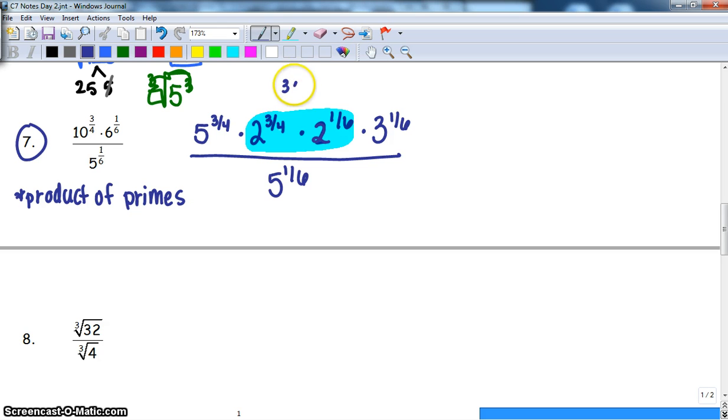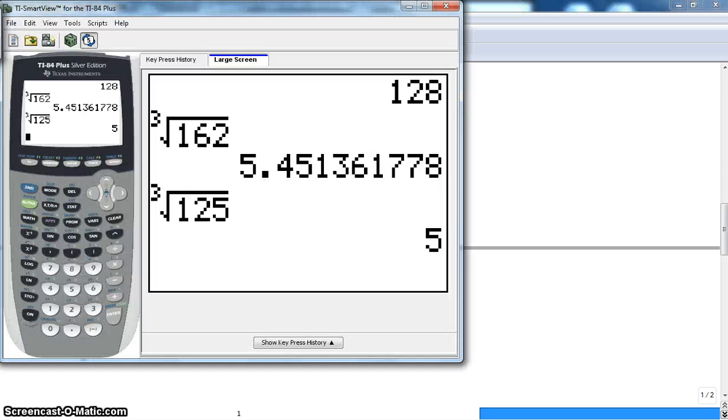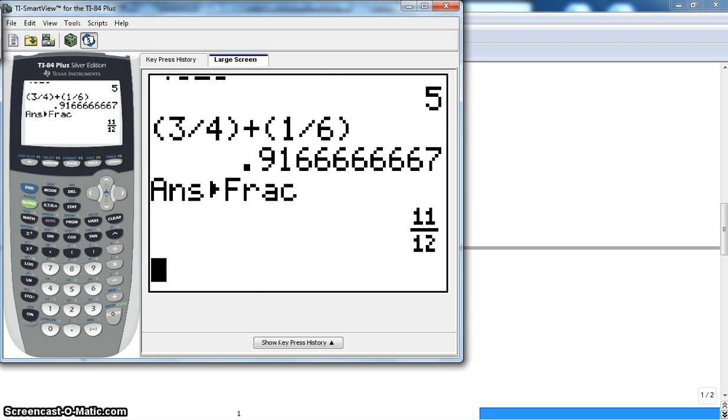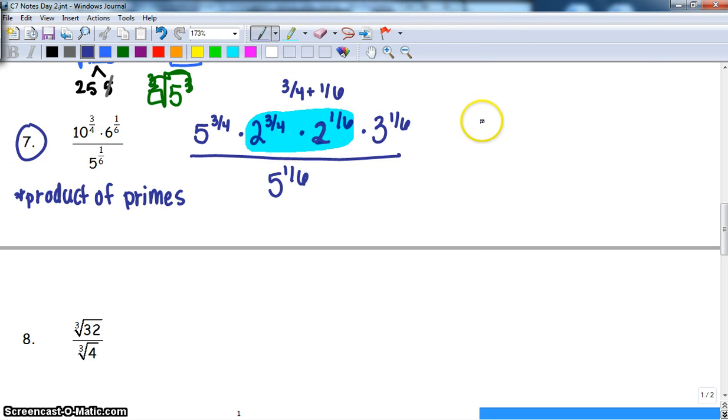So we have 3/4 plus 1/6. And again, you can do a common denominator, or you can just add your fractions together using your calculator. Okay, whichever's fastest for you. All right, so that's 11/12. That means on the top I have a 2 to the 11/12. I also have a 3 to the 1/6, which I'm just going to rewrite because there are no other 3's here, so there you go.